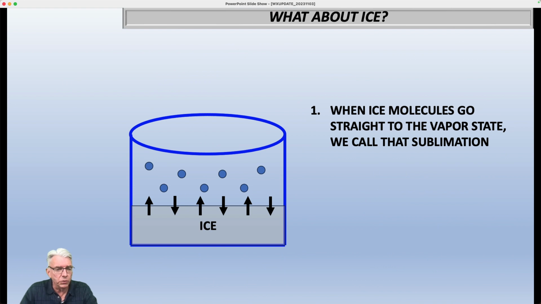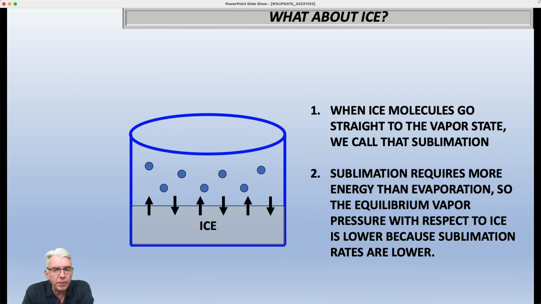Now, what about ice? When ice molecules go straight to the vapor state, in other words, they don't melt, you have solid ice, and if you go straight from there to vapor without going through the liquid state, we call that sublimation, okay? Sublimation requires more energy than evaporation, so the equilibrium vapor pressure with respect to ice is lower because sublimation rates are lower.